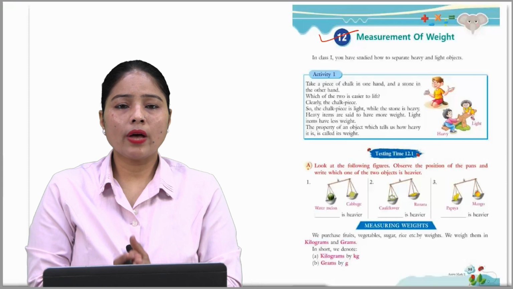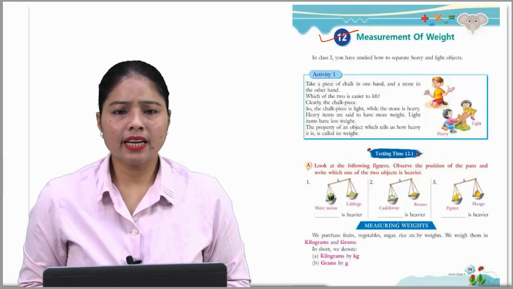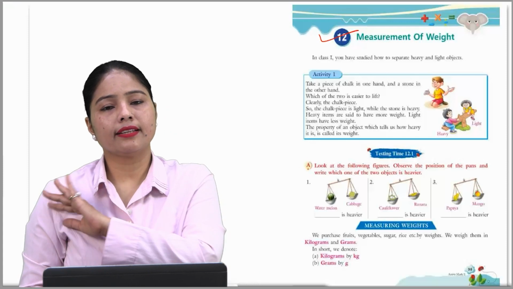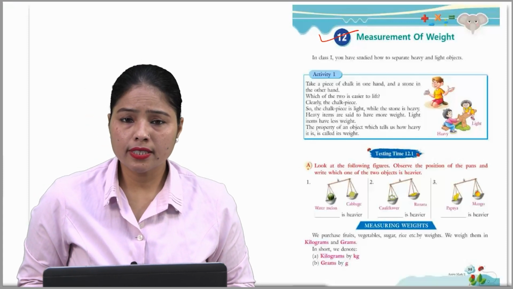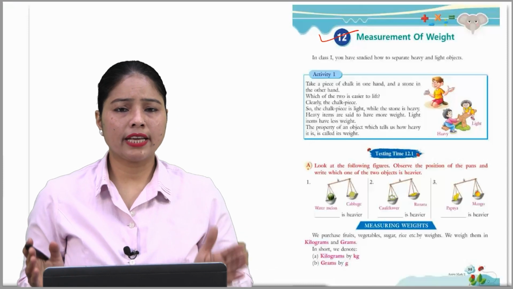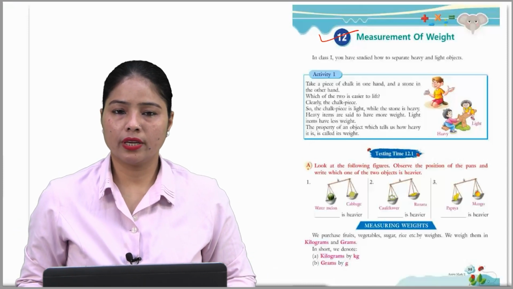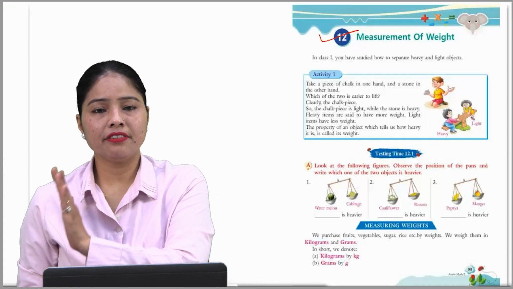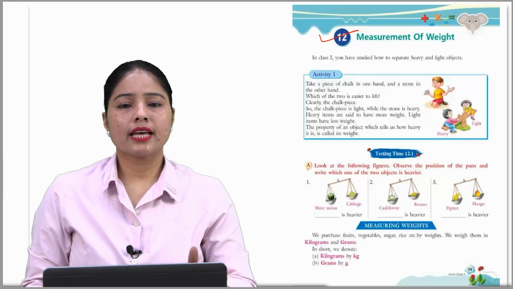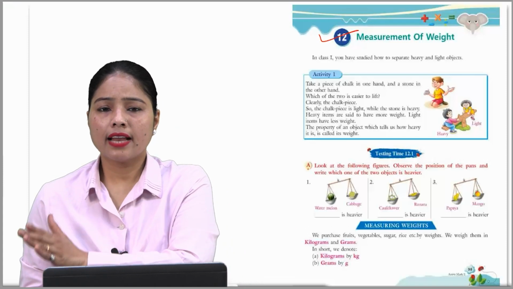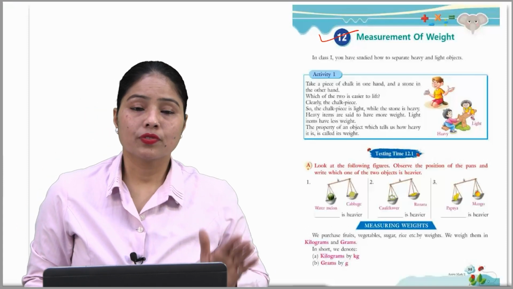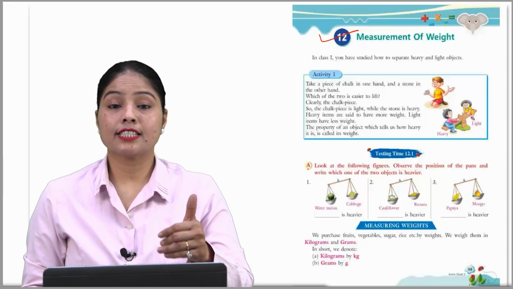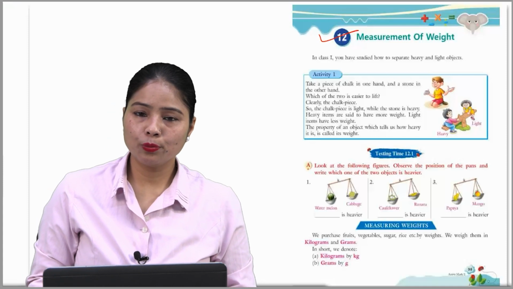Now activity 1. Take a piece of chalk in one hand and a stone in the other hand. Which of the two is easier to lift? कौन सा easy है आपको उठाने में? Clearly the chalk piece. So the chalk piece is light while the stone is heavy. Heavy items are said to have more weight. Light items have less weight. The property of an object which tells us how heavy it is called weight. Okay, I hope you understood.